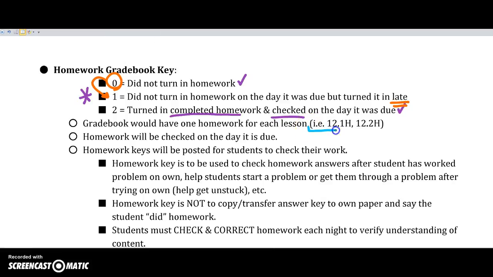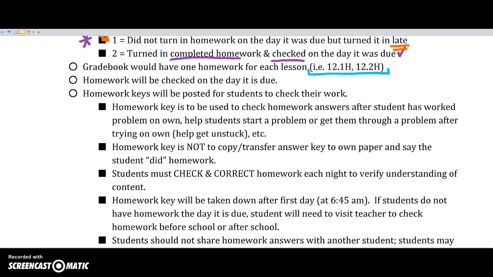So remember, we're trying to give you as many keys as possible so you can always refer back to it. Homework will be checked on the day it is due. We in math like to put up homework keys, and we are going to post those on Schoology to check their work. So a few pointers on what a homework key really is. The homework key is to be used to check homework answers, so to grade their homework after the student has worked their own problem.